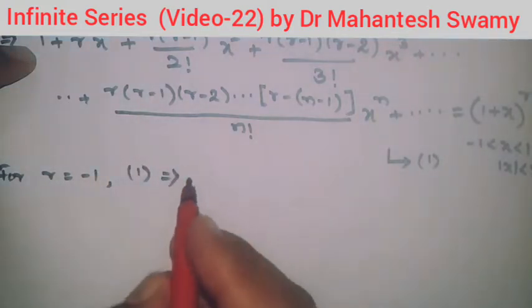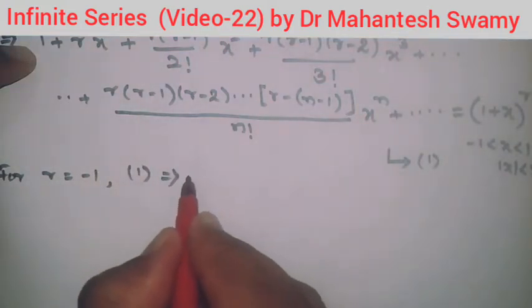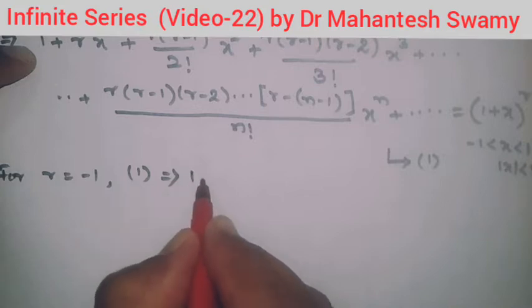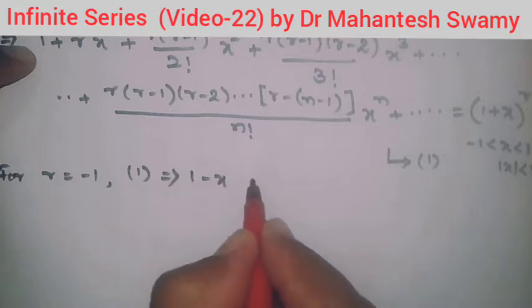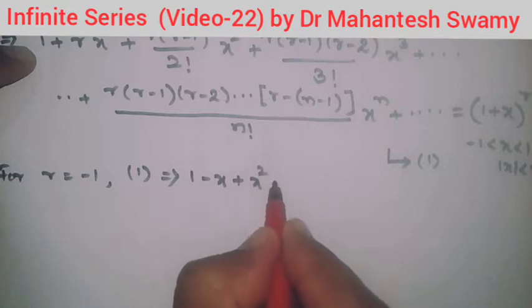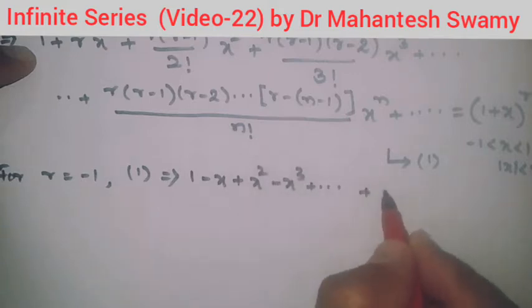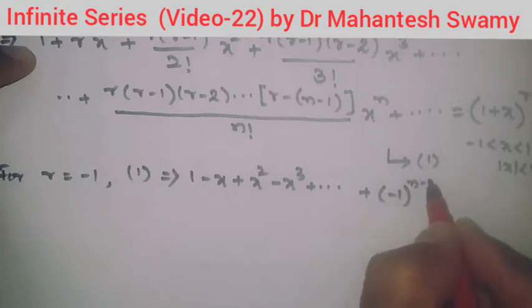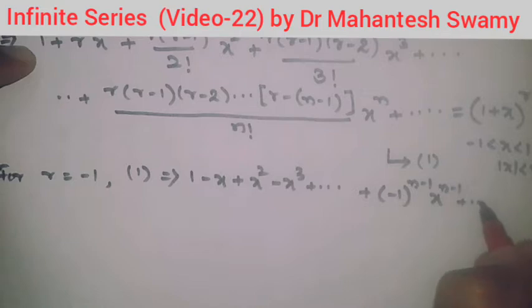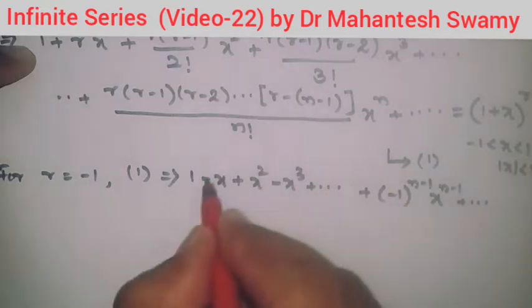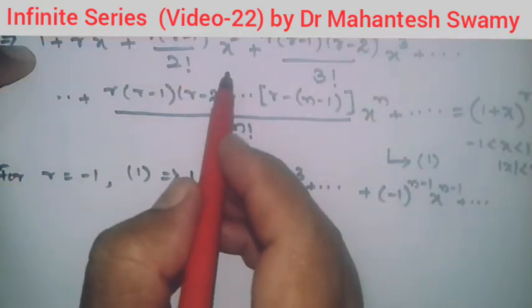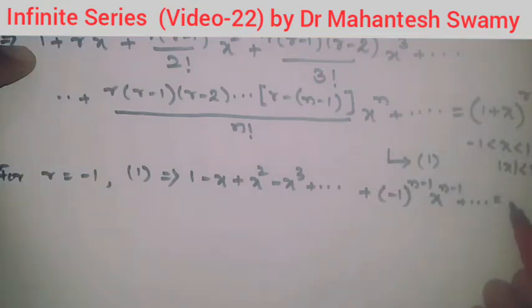So therefore we will be having the terms like 1 minus x plus x square minus x cube plus dot dot dot, in general minus 1 to the power n minus 1 into x to the power n minus 1 plus dot dot dot. This will be the left hand side of the series number 1, and on the RHS it will be how much?